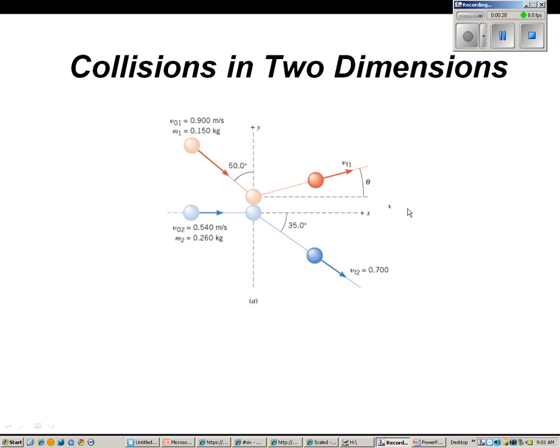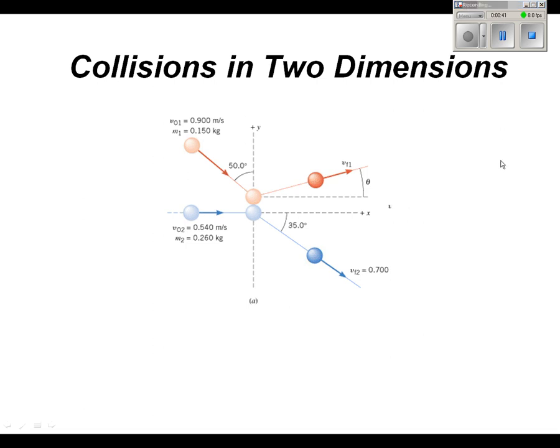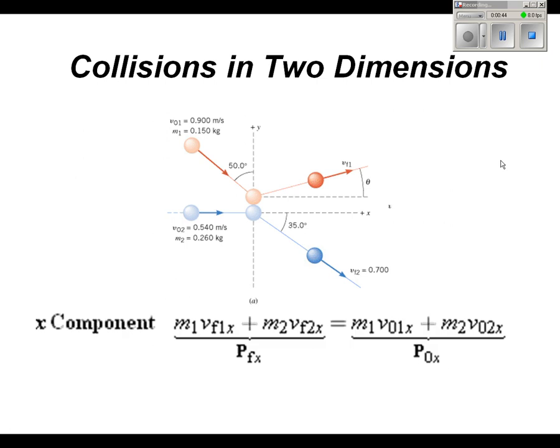We have to break up each of these velocities into the x and y components, so that we can solve for the conservation of momentum in the x direction and the conservation of momentum in the y direction. With the x component, they set this up so that final momentum in the x equals initial momentum in the x. That's why you see m1 v final 1x plus m2 v final 2x equals m1 v initial 1x plus m2 v initial 2x.